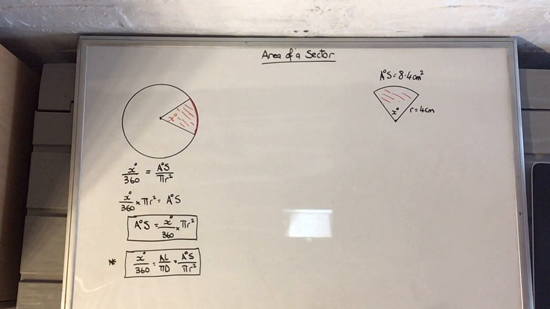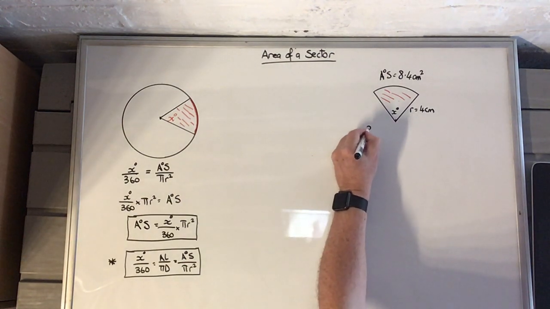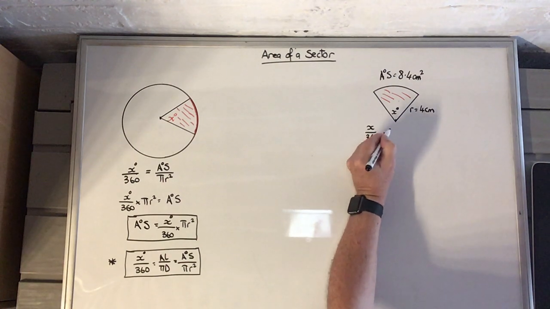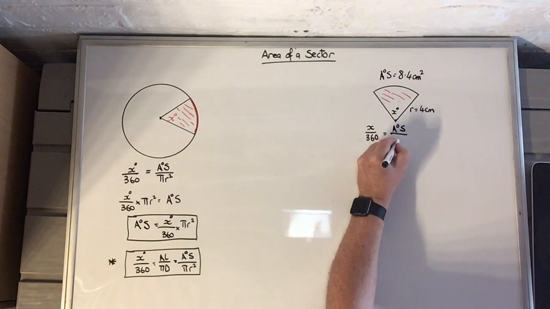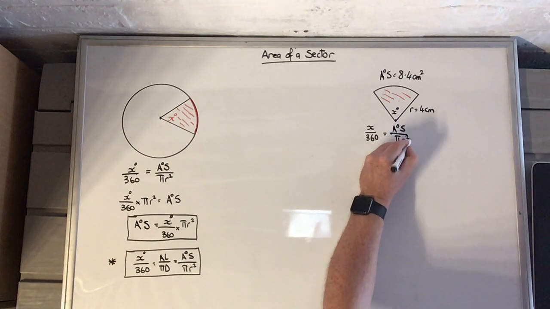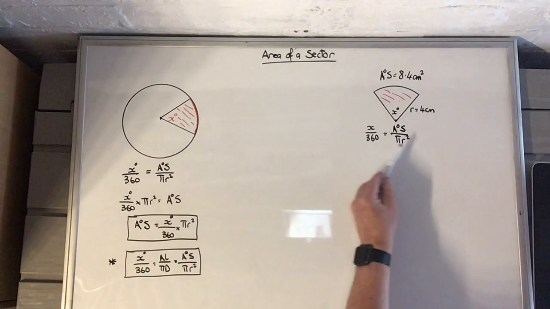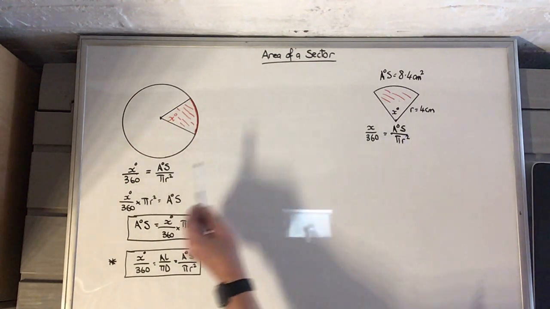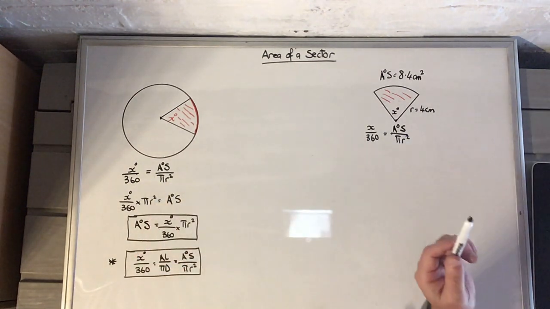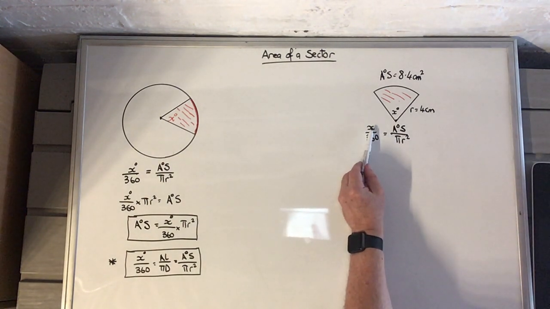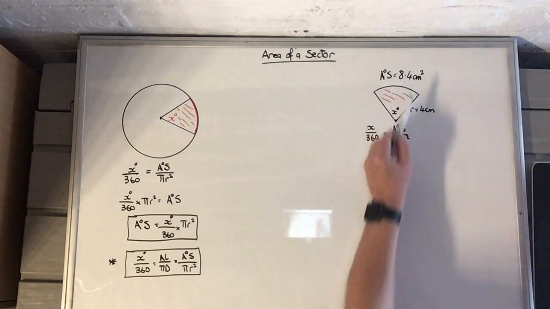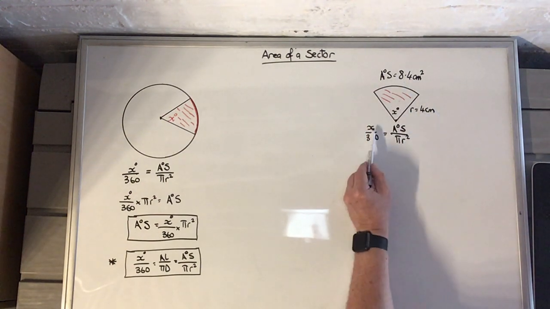So first thing, write down the formula. So angle at the centre over 360 is equal to the area of the sector over pi r squared. Now, I wrote it in this format because it's going to be easier for me, because I'm finding the angle, and we know this, and we're given that in the question, and we're given the radius, that's in the question, so we'll just find the next here.